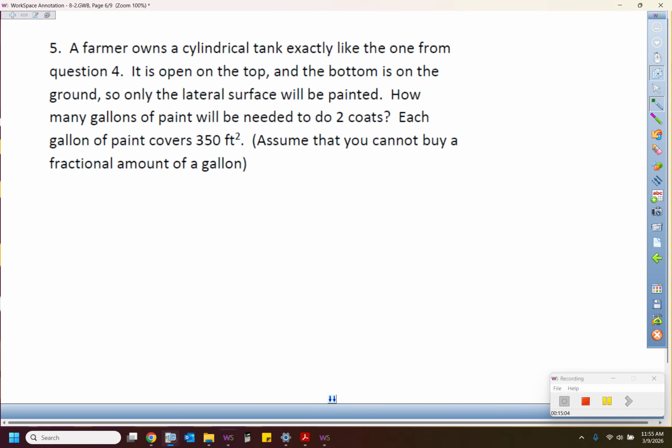It is open on the top. And the bottom is on the ground, right? So only the lateral surface will be painted. Cool. We're going to paint this. How many gallons of paint will be needed to do 2 coats?